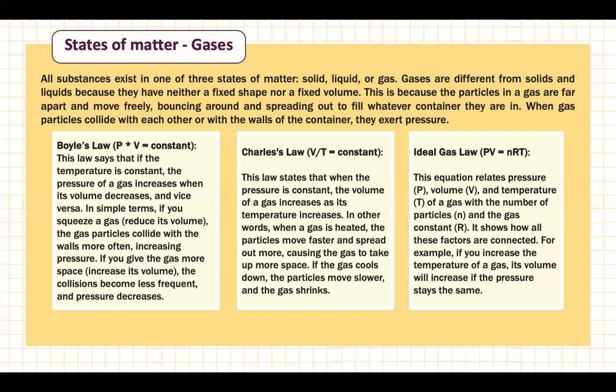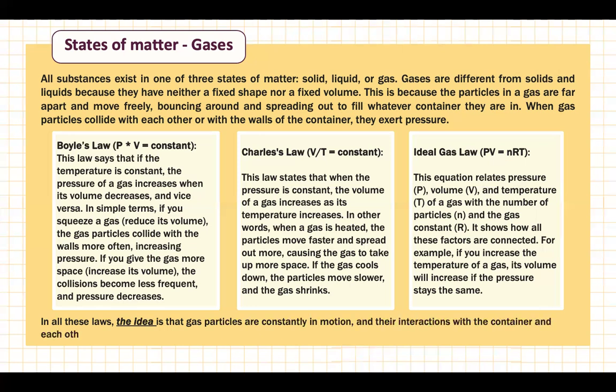According to the ideal gas law, PV equals nRT. This equation relates pressure P, volume V, and temperature T of a gas with the number of moles n and the gas constant R. It shows how all these factors are connected. For example, if you increase the temperature of a gas, its volume will increase if the pressure stays the same. In all these laws, the idea is that gas particles are constantly in motion and their interactions with the container and each other change the gas pressure, volume, and temperature.